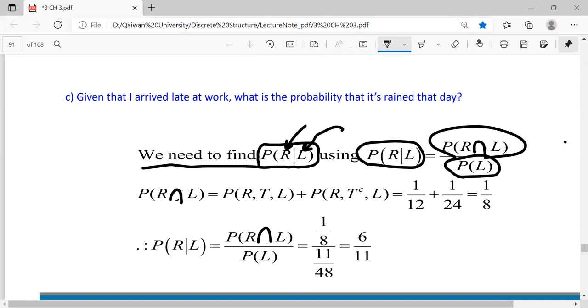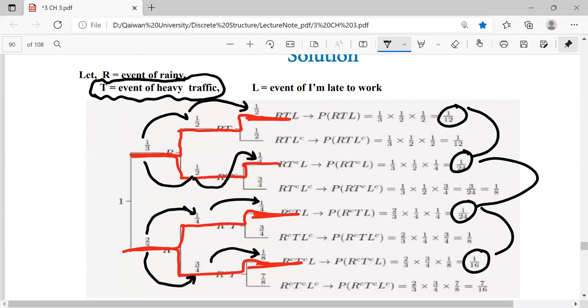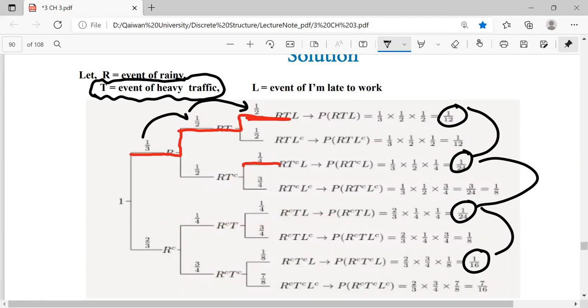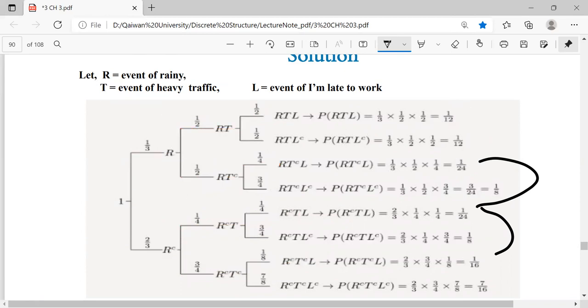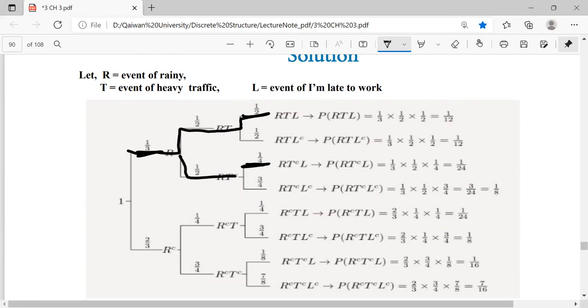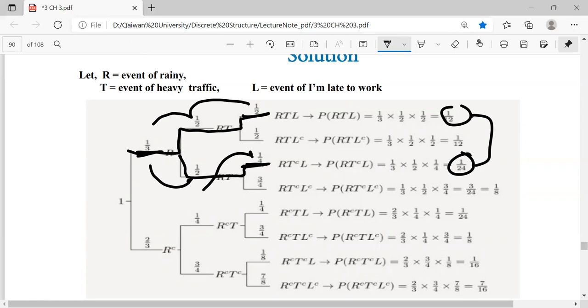So the probability of R intersection L, R and L, let's see. In how many cases we have R and L, means rainy and late. Look, if it's rainy and late, we have these two. If it's rainy, from this line, we can get it, okay? And from here, we can get this. That means the probability of R intersection L is the sum of these two. 1/3 times 1/2 times 1/2 is 1/12. And here 1/3 times 1/2 times 1/4 is 1/24. The sum of these two is the probability of R intersection L, which is rainy and late.